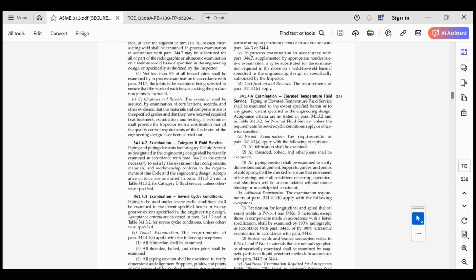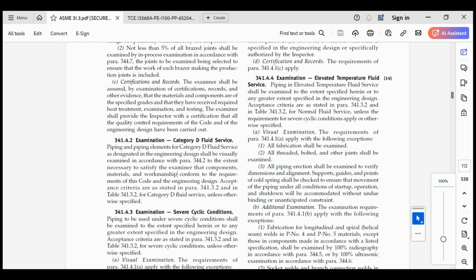For example, if you talk about category D, right? Same way, piping and piping elements of category D fluid service as designated in the engineering design shall be visually examined in accordance with para 344.2, which we already talked about, right? Necessary to satisfy the examiner. Acceptance criteria are stated in para 341.3.2 and in the table for category D. These two things we talked about in detail just now in the previous lecture. There we discussed these criteria.